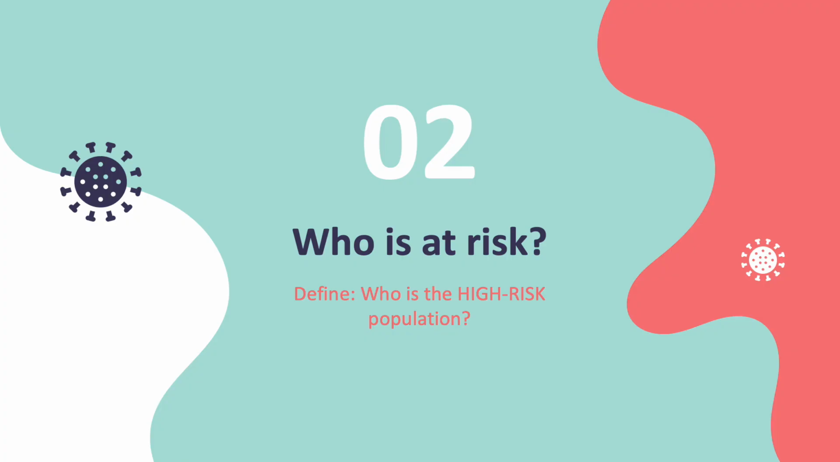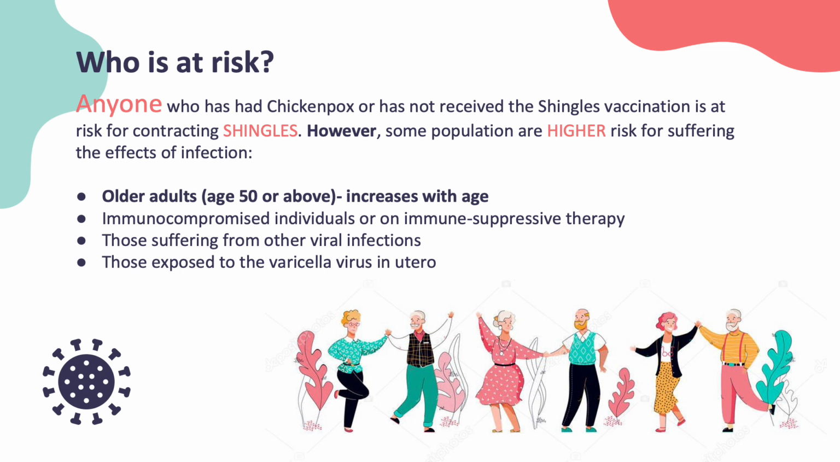Learning objective number 2, who is at risk? Define who the high-risk population is. Who is at risk? Anyone who has had chickenpox or who has not received the shingles vaccination is at a higher risk for contracting shingles. However, some populations are higher risk for suffering the effects of infection. These include older adults, ages 50 years or above, and increase with age, immunocompromised individuals, or those who are on immunosuppressive therapy, those suffering from other viral infections, or those exposed to varicella within utero.